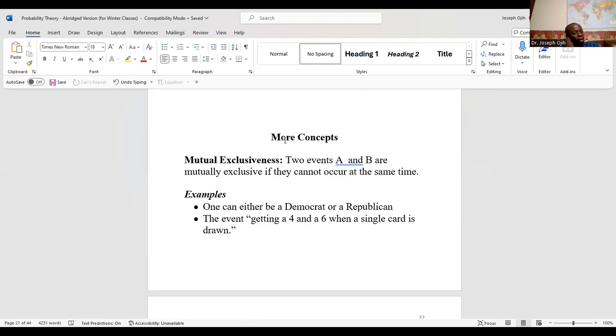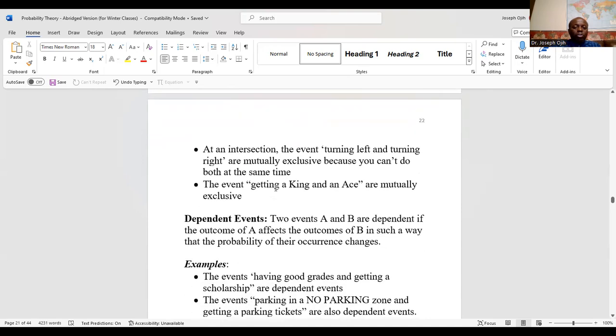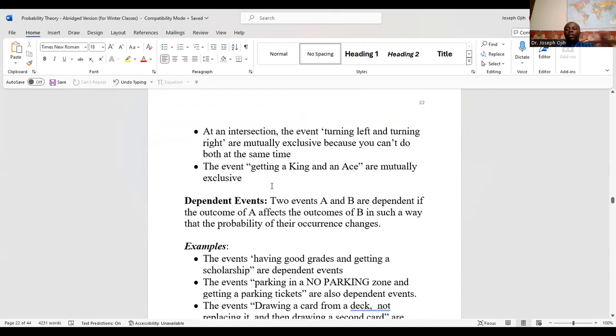Another one is tossing a coin. You cannot have head and tail at the same time. If you toss the coin, either you have head or you have tail. Now, if you approach an intersection, either you turn left or you turn right. You cannot turn left and right at the same time, so they are mutually exclusive as well. Getting a king and an ace in one card is not possible, because they are mutually exclusive.